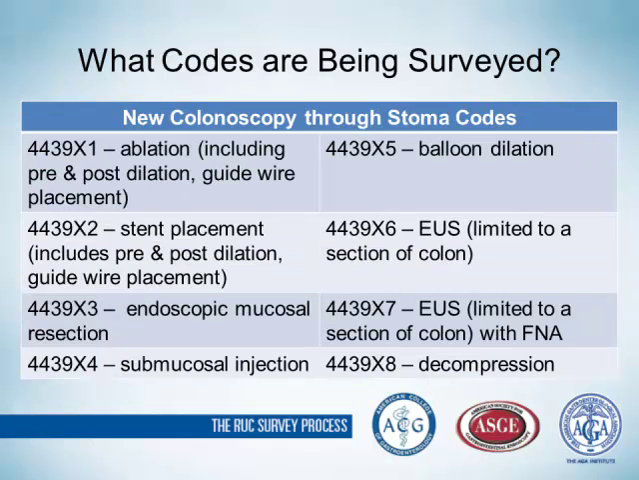On the next slide, we have the new colonoscopy with stoma codes that will be surveyed. Code 4439X1 is colonoscopy through stoma with ablation, and this includes pre and post dilation and guide wire placement. Code 4439X2 is colonoscopy through stoma with stent placement, which includes pre and post dilation and guide wire placement. Code 4439X3 is colonoscopy through stoma with endoscopic mucosal resection.